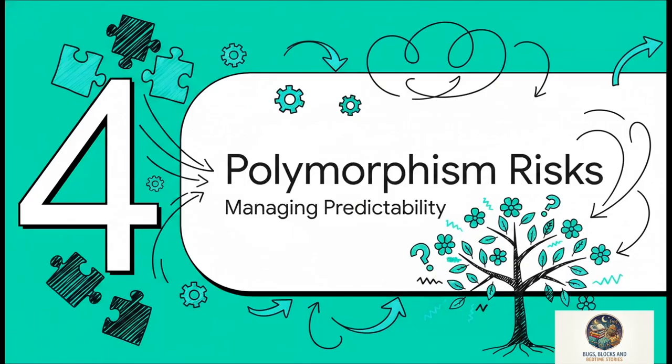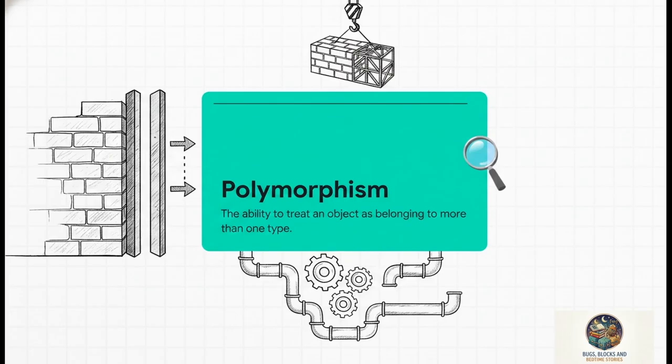Section 4, polymorphism risks, managing predictability. If inheritance is the first big technical challenge, polymorphism is the second. Polymorphism is simply the ability to treat an object as belonging to more than one type, which allows for incredibly flexible system extensions. To translate this back to our construction analogy, imagine having the ability to seamlessly swap out building materials, like replacing a standard brick with a reinforced steel beam on the fly, without stopping construction.